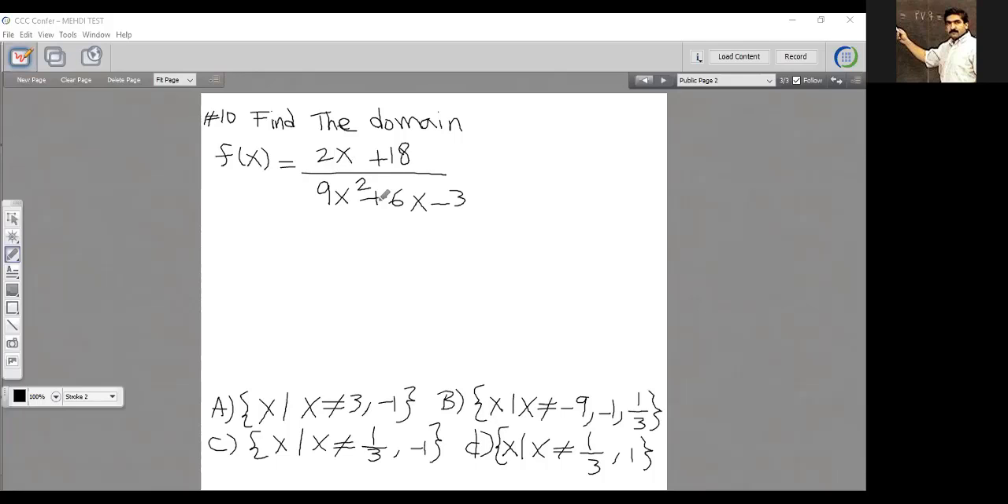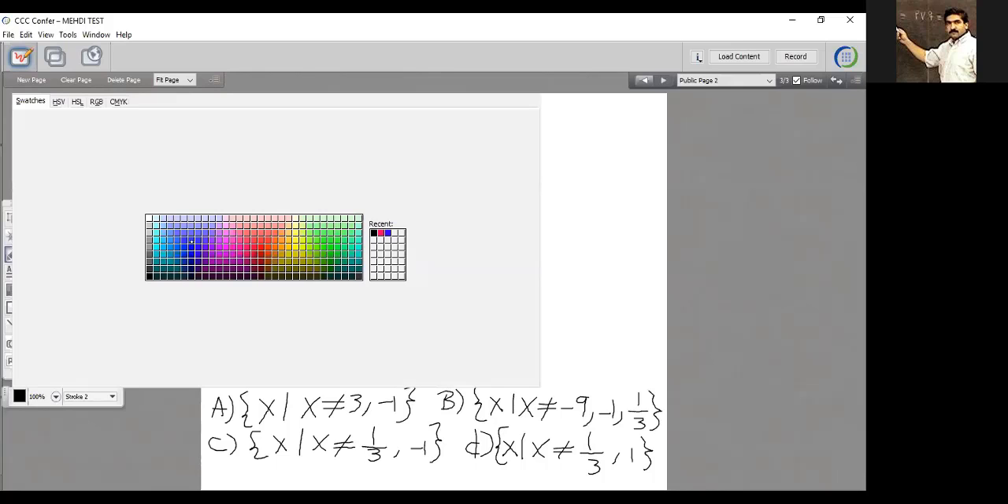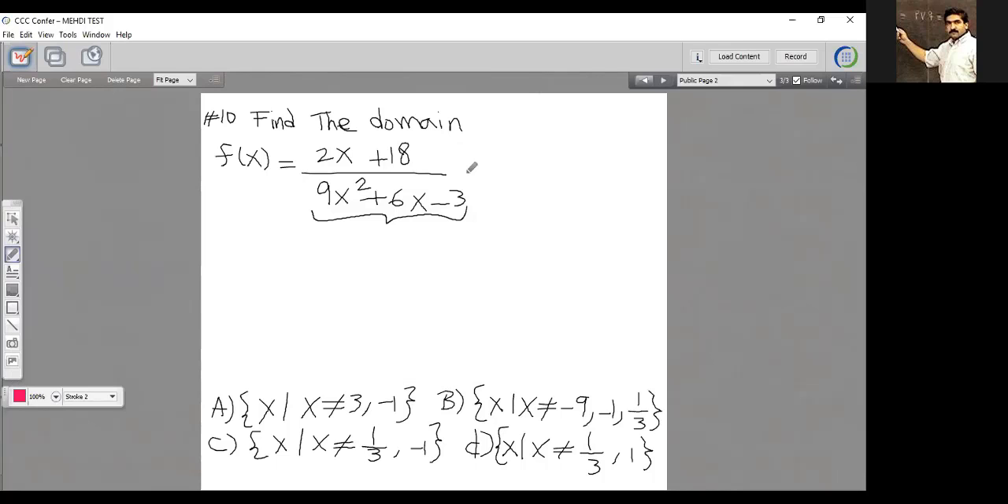It's a good number. What we don't want is for what we get at the bottom of the fraction to be equal to 0. So you want to make sure that what you have at the bottom of the fraction, 9x squared plus 6x minus 3, cannot be equal to 0, because that would make this whole f of x undefined. You cannot have anything over 0. So your restriction would be 9x squared plus 6x minus 3 cannot be equal to 0. Pretty much you have to solve for x here.